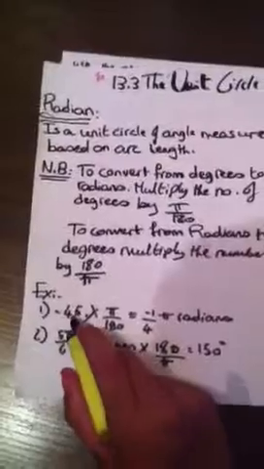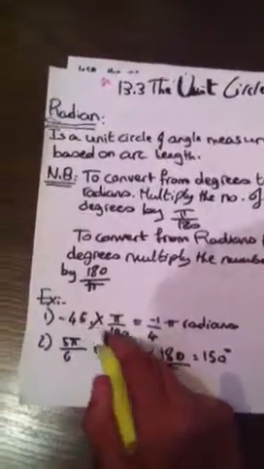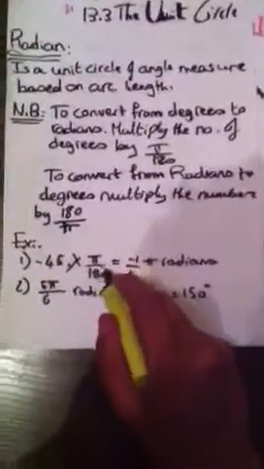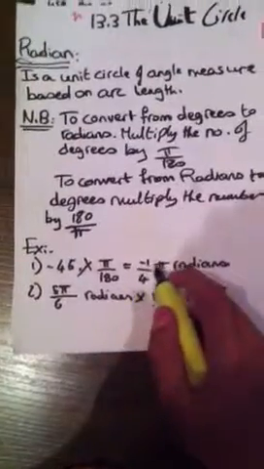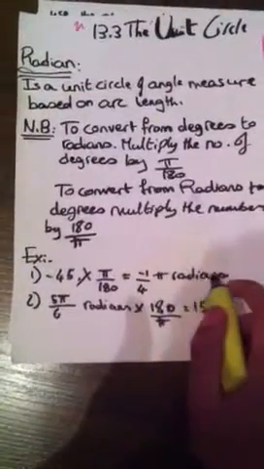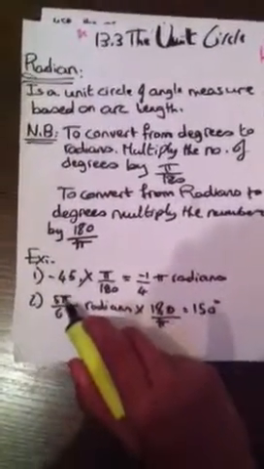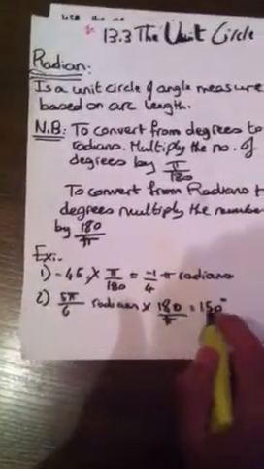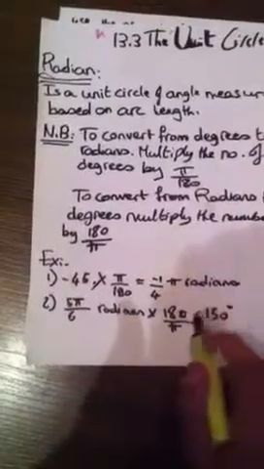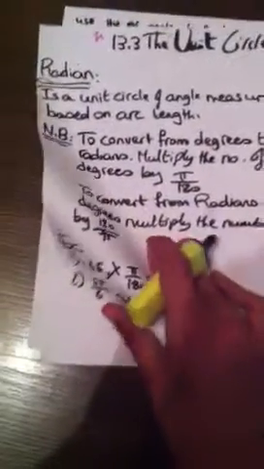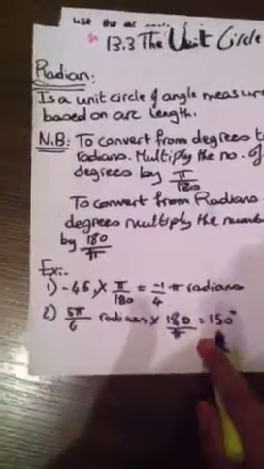One example: we want to convert negative 45 degrees to radians. We multiply it by pi over 180. It will give us negative 1 over 4 pi radians. And if we have 5 pi over 6 radians and want to convert it to degrees, we will multiply it by 180 over pi. It will give us 150 degrees.